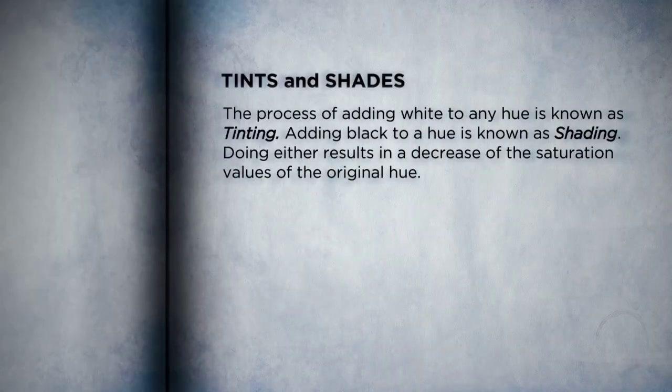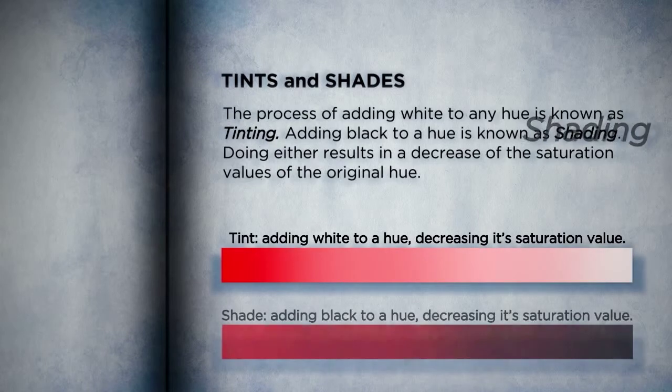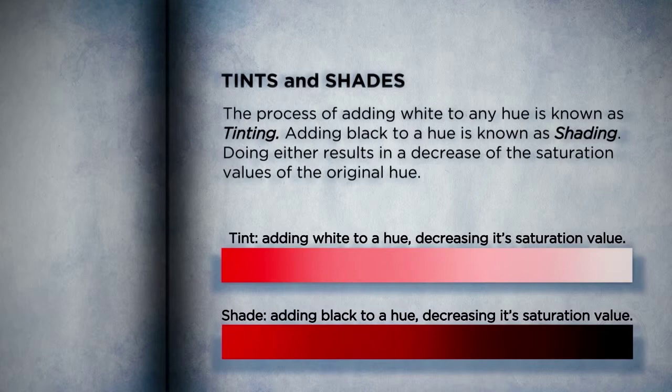Tints and shades are simply any hue with white or black added to it. Adding white is tinting and adding black is shading. This decreases the saturation of the original hue and changes its value.